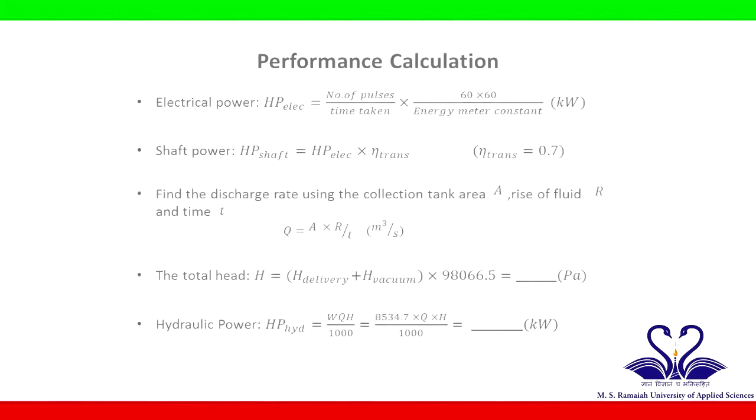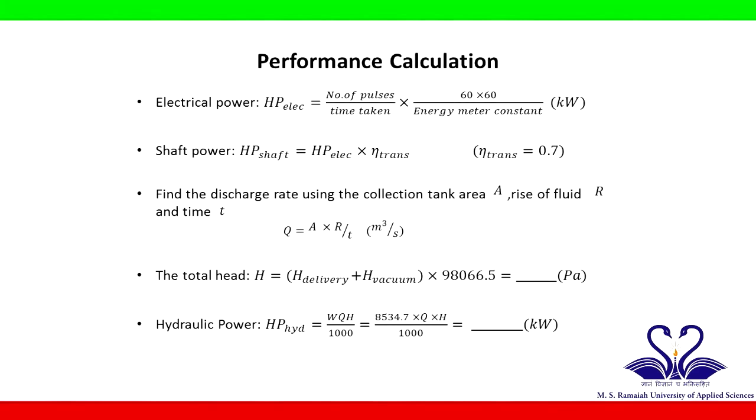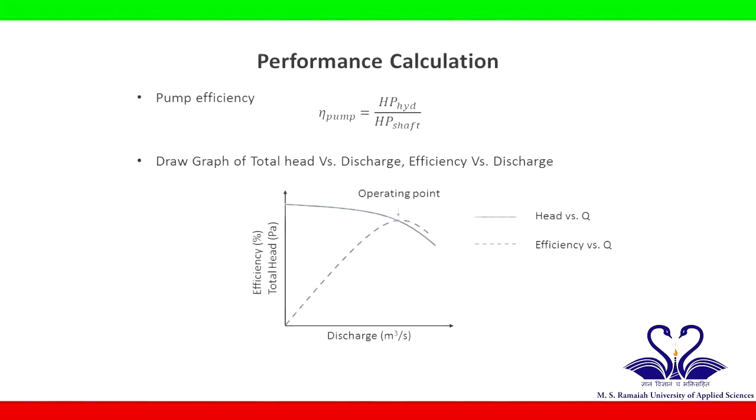To analyze the performance of both the pumps, electrical power, shaft power, discharge along with the suction and discharge heads are to be calculated. The hydraulic power output of the pump is then calculated using discharge and total head. The pump efficiency can be calculated as the ratio of hydraulic power output to the shaft power input to the pump. A graph of total head versus discharge and efficiency versus discharge is also plotted.